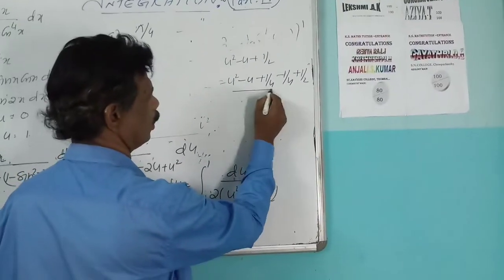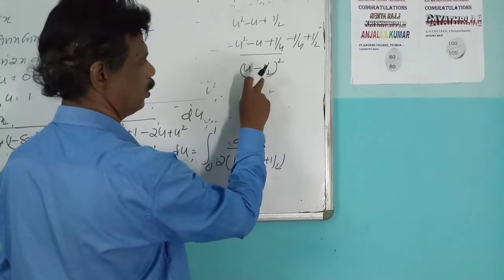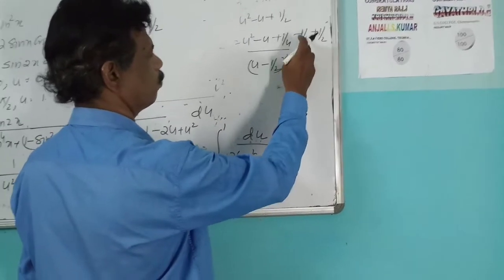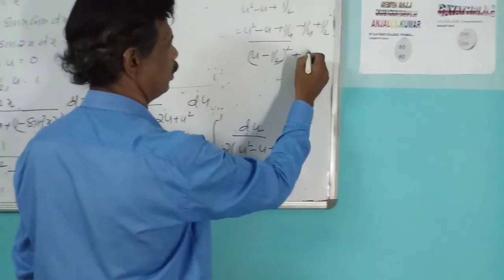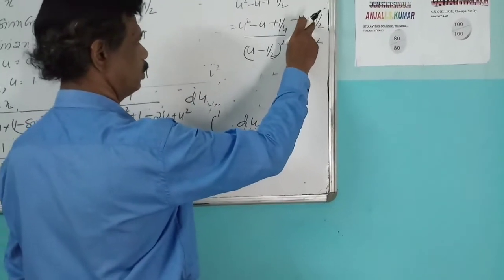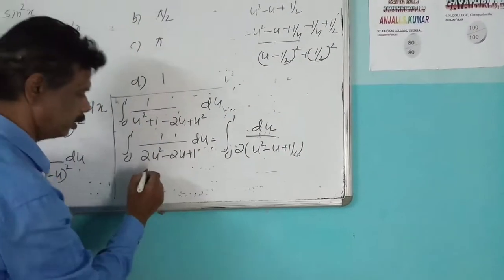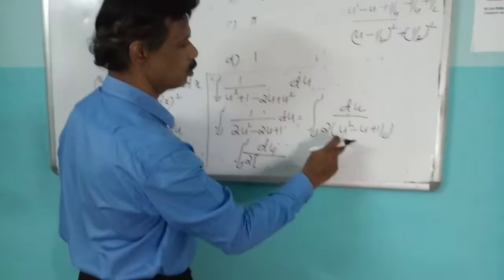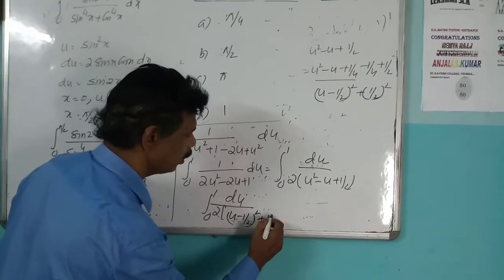This becomes u square minus u plus 1 by 4 equal to u minus 1 by 2 the whole square, a square minus 2ab plus b square. And again minus 1 by 4 plus 1 by 2 equal to minus 1 plus 2 by 4, equal to plus 1 by 4, equal to 1 by 2 all square. So we can write integral 0 to 1 du divided by 2 into u square minus u plus half equal to u minus 1 by 2 the whole square plus half the whole square.